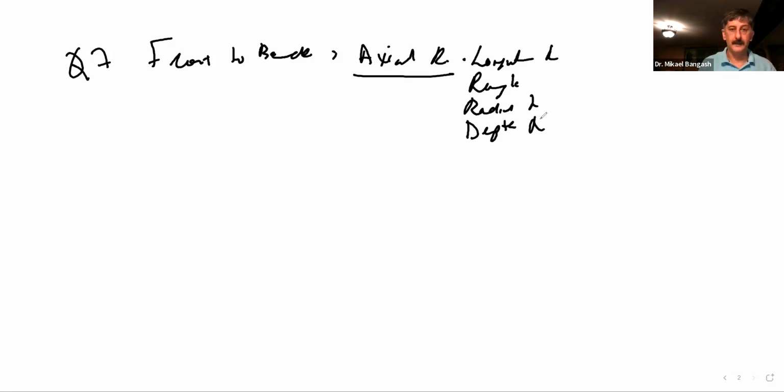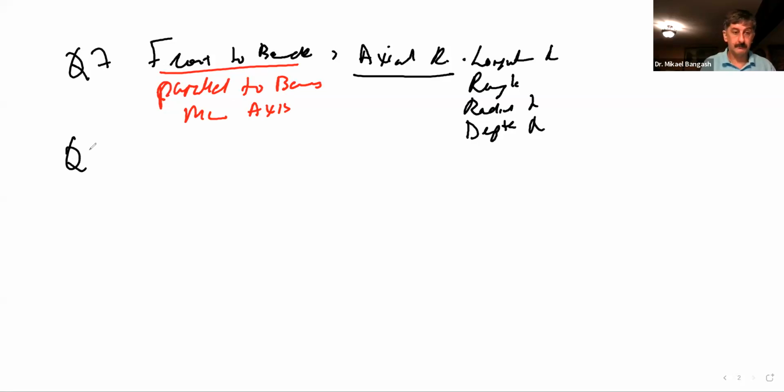Clear? Okay. But the thing about it is that we refer to it as front to back, or this front to back can also be described as parallel to the beam's main axis. So that kind of resolution where we refer to it as axial resolution. Clear?